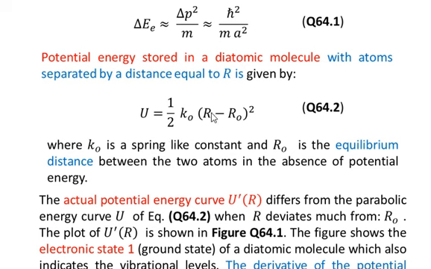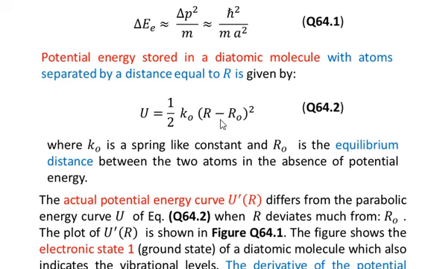So you see that here R is actually the separation between the two atoms in a molecule. If you set R equal to R naught, then the potential energy becomes equal to 0. It means that the potential energy is minimum, or equal to 0, at the position R naught. So R naught is the equilibrium distance between the two atoms.